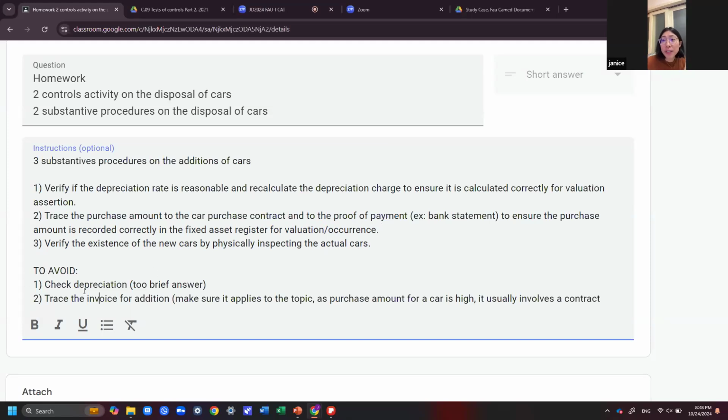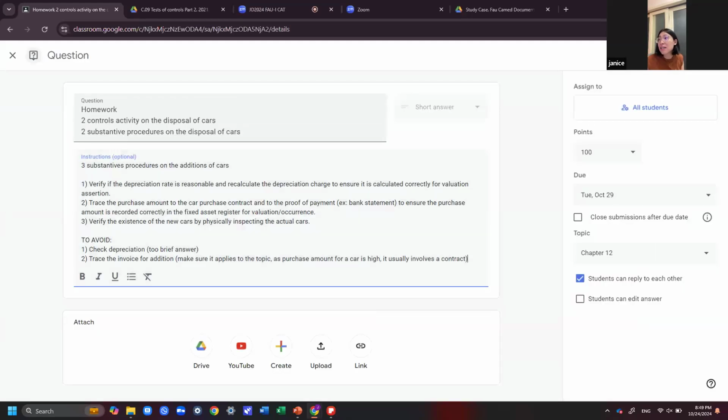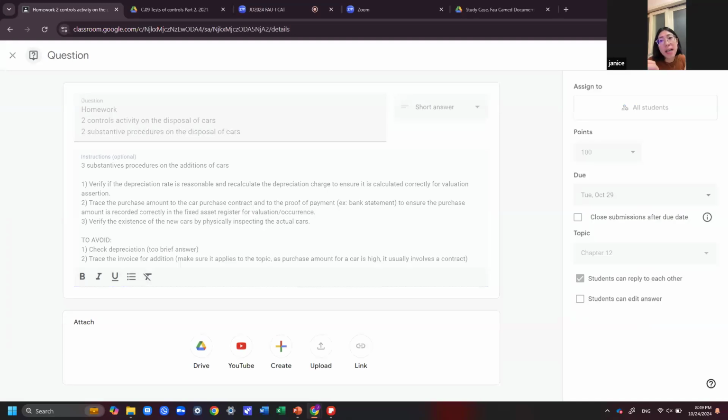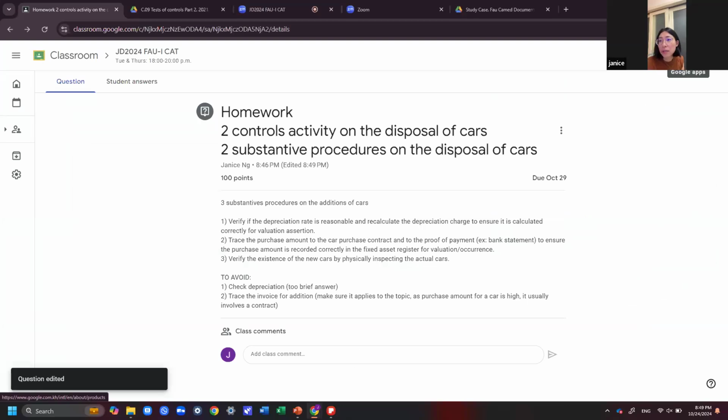What I want you to avoid is "check depreciation," all right? Instead, write something like "Trace the invoice for additions," for example. So I need you guys to elaborate a little bit more. I want you to practice on that so that I can see what you write and how we should improve it. That's what I want to ask you for homework.